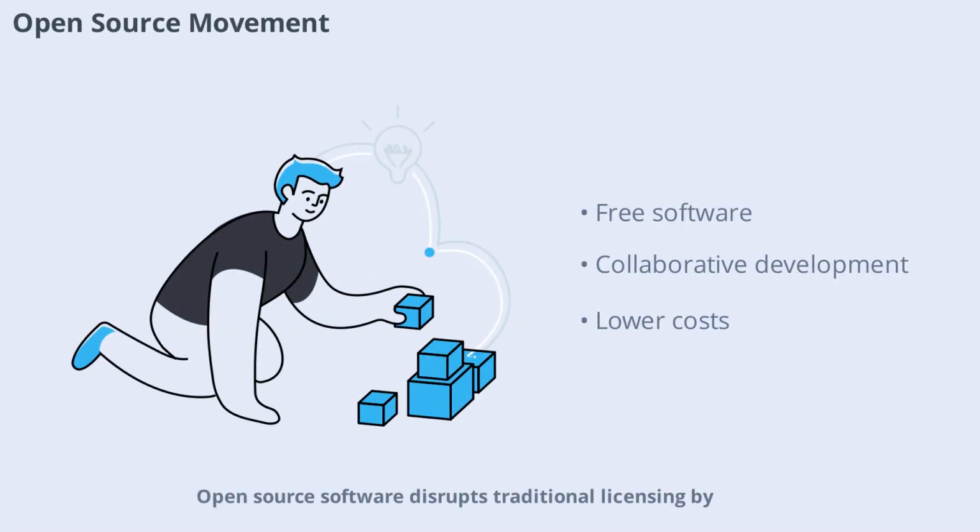Open-source software disrupts traditional licensing by making code freely available for anyone to use, modify, and distribute. This collaborative approach accelerates innovation and lowers costs. Companies like Red Hat have built successful businesses around open source, proving its commercial viability.